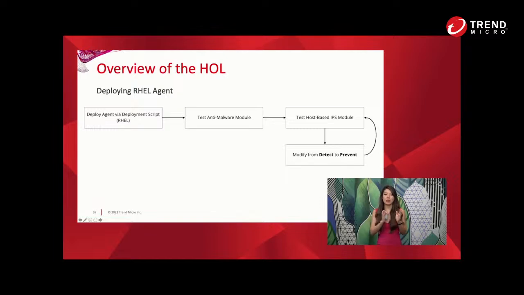Step 2 will be the deployment of the Red Hat instance. In this case, you'll be doing the deployment via a deployment script. And then we're going to test out 2 modules. The first one is the anti-malware module, which is very straightforward. And the second one, we're going to test out the host-based IPS module.